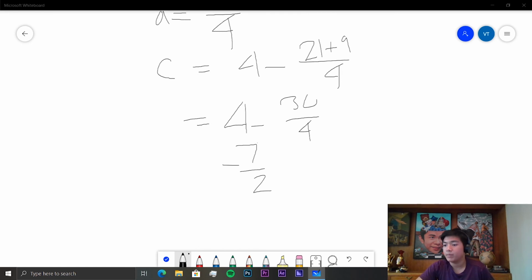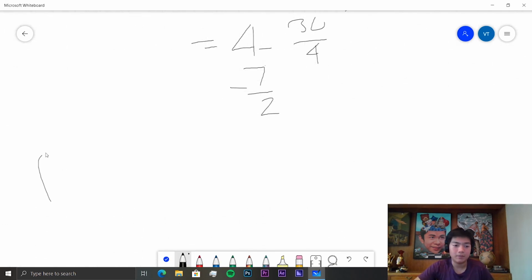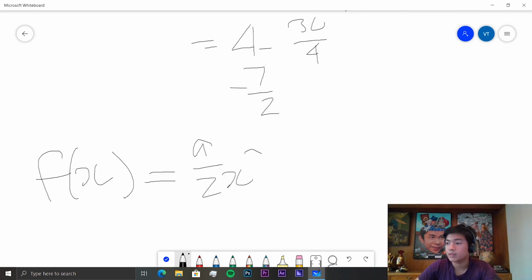So yeah, those should be the 3 answers. And so therefore, our polynomial looks something like f of x is equal to 9 over 4 x squared plus 21 over 4 x minus 7 over 2.